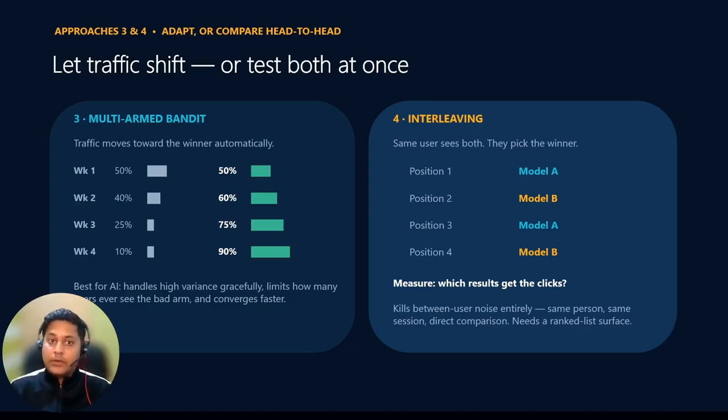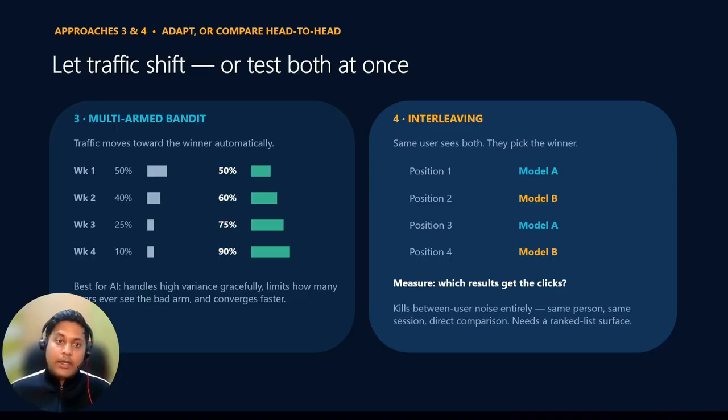Instead of splitting users, you split the results. Same user, same session, and you mix outputs from both models into one list. Position 1 from model A, position 2 from model B, alternating, then you watch which ones they click, right? And the reason this is so powerful is it completely eliminates between-user noise.